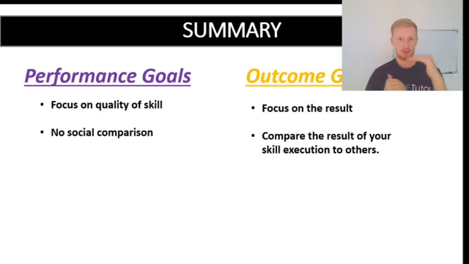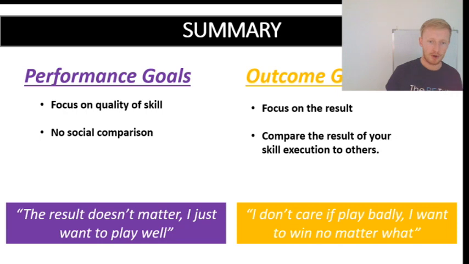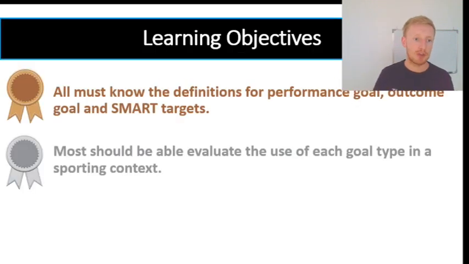Did I win or lose? Where did I come? So it's not about the process, it's about the outcome and then the comparison of that. And then those two phrases there: the result doesn't matter, I just want to play well, or I don't care if I play badly, I just want to win no matter what. So that was performance goals and outcome goals, and we sort of touched on SMART targets there.